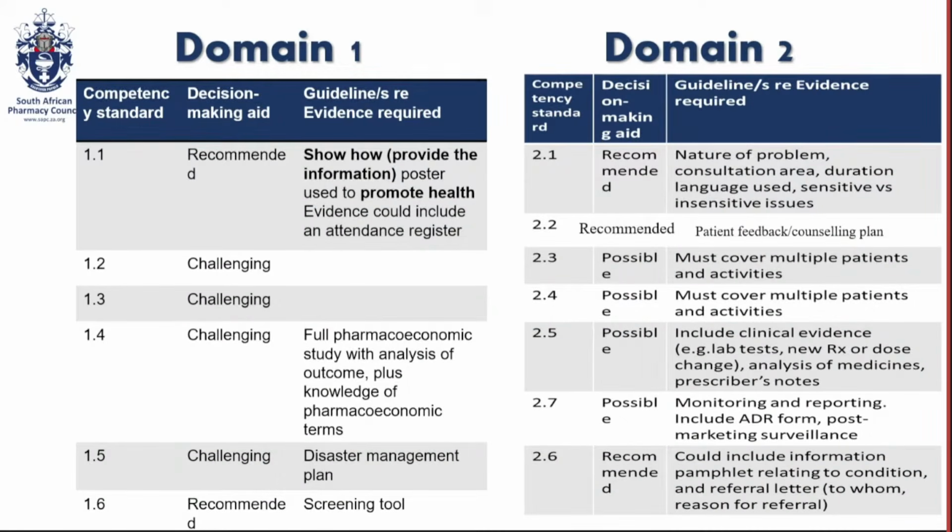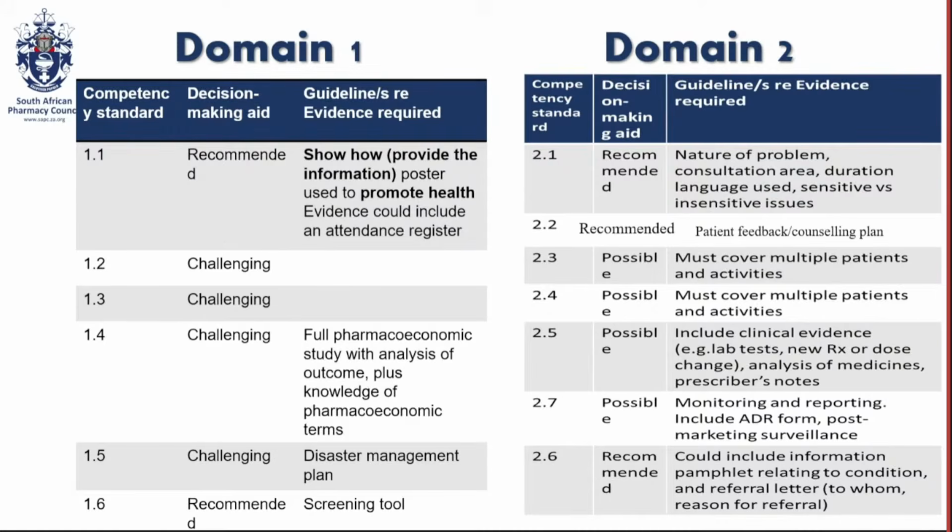For example, 1.1, which is participating in a public health campaign. Again, that is a recommended competency standard for interns. Possible evidence: show how you provided the information, for example a poster used to promote the health message. Evidence could also include the attendance register. Again, it's not all the evidence that's there. You could have annotated photos of you actively presenting to your audience. You might also need reference material, showing how you used it to develop your poster, PowerPoint presentation or pamphlet. Again, this will be made available on the website, so you can come back and look at these domains and see what we have advised in terms of evidence.